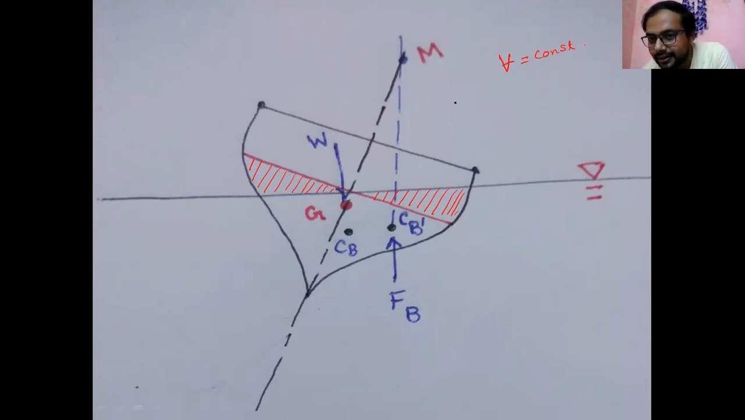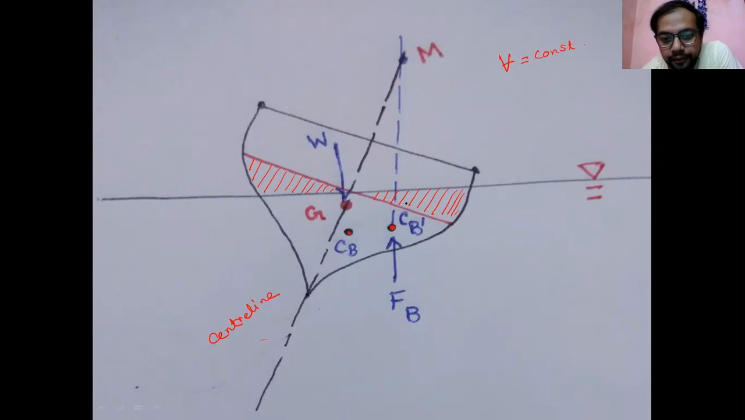That is constant. But you see here, the center of buoyancy was previously here. Now it is shifted to here. But the G position is not changed. The center of gravity is not changed here. So this is the axis, the central line, about which the symmetry is established.